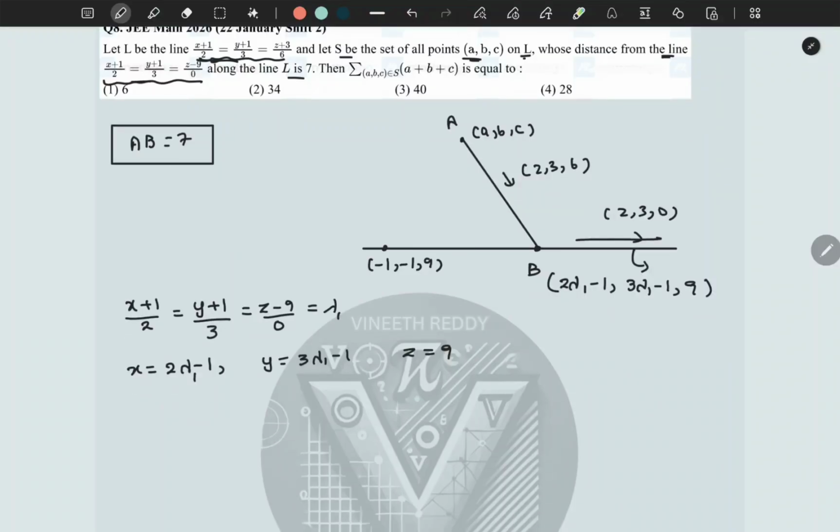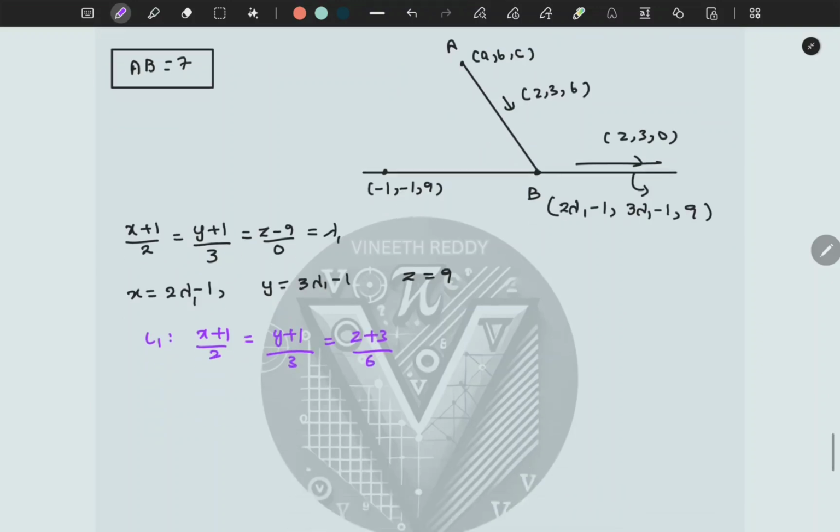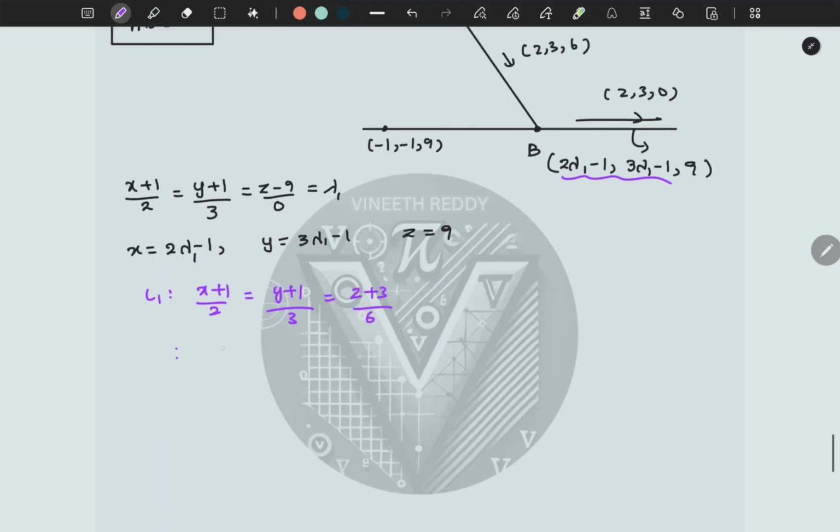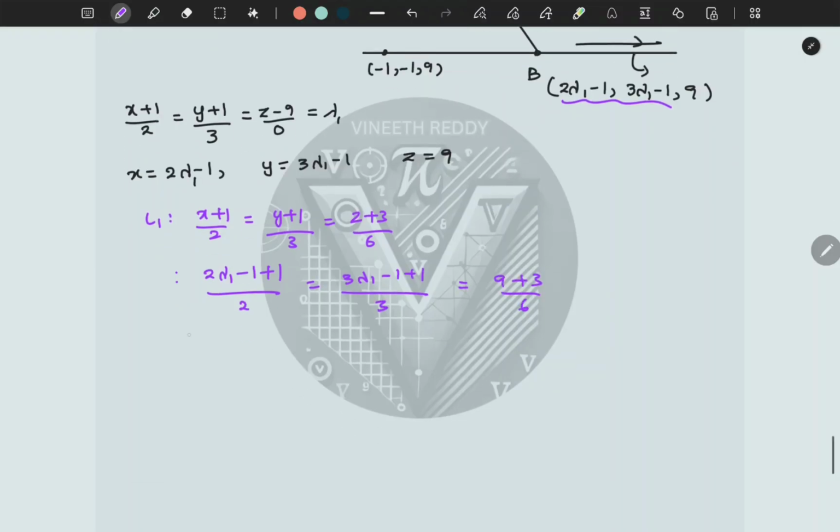Let us substitute lambda 1 into line L1. What is L1 here? L1 is this equation, right? So we can write L1 as x plus 1 divided by 2 is equal to y plus 1 divided by 3 is equal to z plus 3 divided by 6. So we will satisfy point B on line L1. So we get 2 lambda 1 minus 1 plus 1 divided by 2 is equal to 3 lambda 1 minus 1 plus 1 divided by 3 is equal to 9 plus 3 divided by 6.